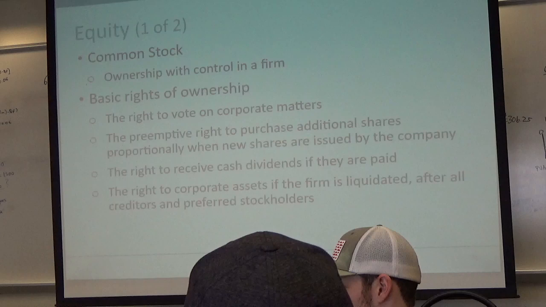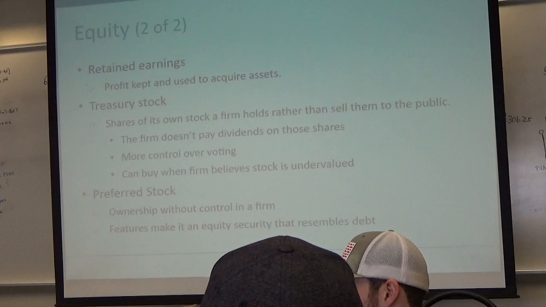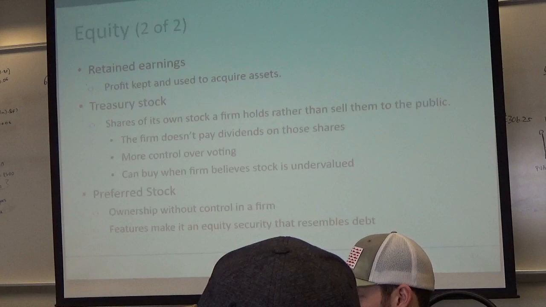And then more of the equity will be retained earnings, which is profit kept and used to acquire assets. There is treasury stock, which is shares of its own stock a firm holds rather than sells to the public. And there is also preferred stock, which is ownership without control in the firm and is an equity security that resembles debt.